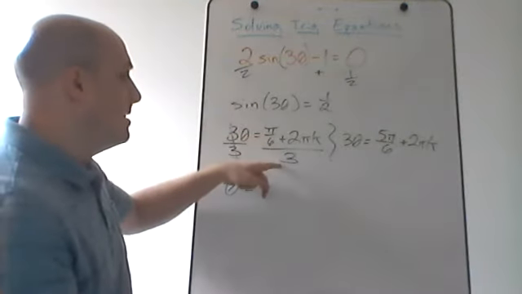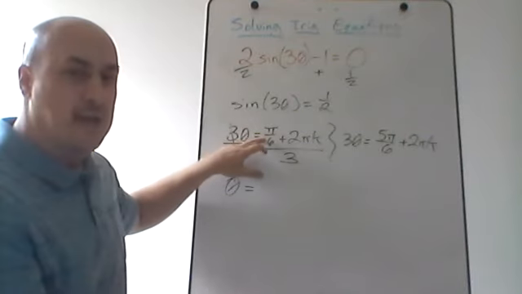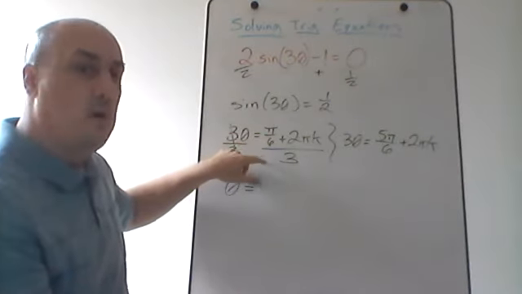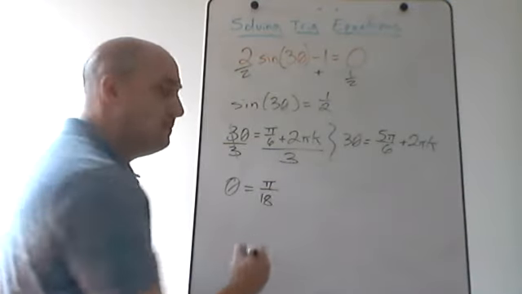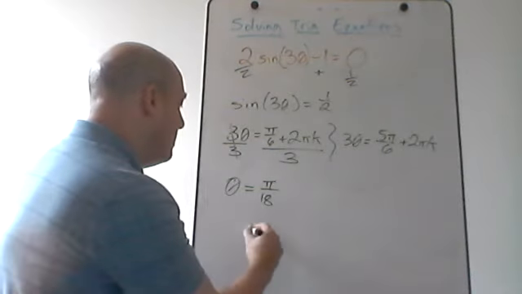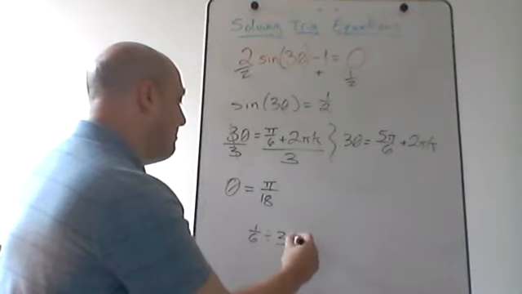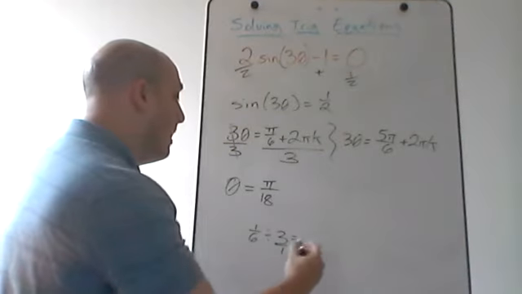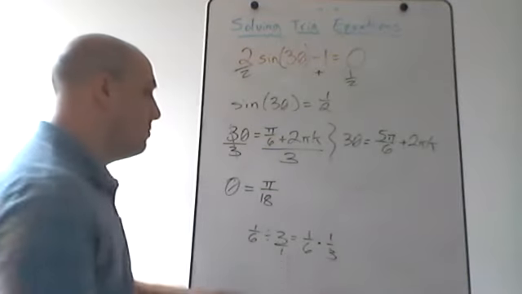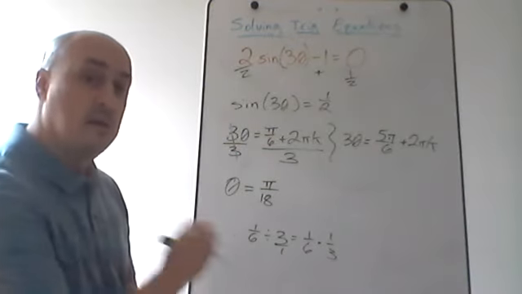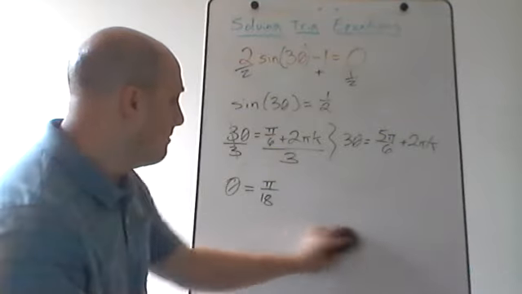Well, if I do pi over 6 divided by 3, when you have a fraction and you divide it by a whole number, that whole number multiplies the denominator. Right? That's going to be pi over 18. Right? And if you don't trust me on that, if you do 1/6 divided by 3, think of that as 3 over 1. Remember, when you divide with fractions, you multiply by the reciprocal. It's 1/6 times 1/3. You multiply straight across, you get 1 over 18.